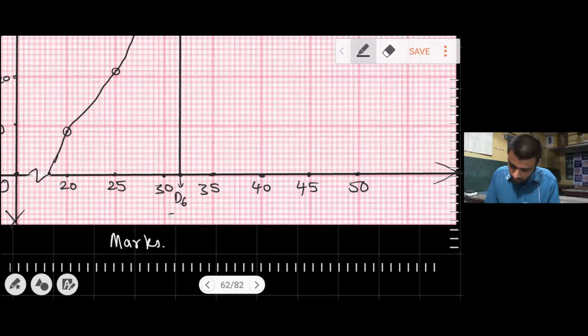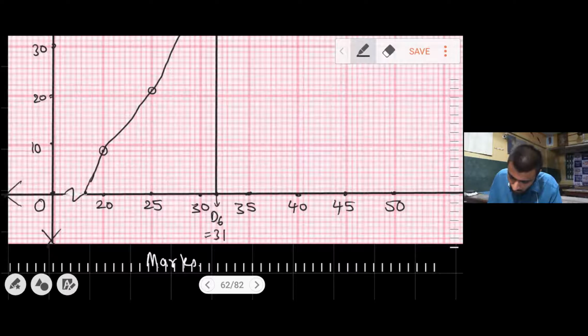So this is your answer of D6, which you now have to read off, because you are not calculating and you don't have a formula to apply. You just have to observe and tell where exactly we are on that x-axis. The point 30 and this is 35, in between we are, so I am getting 31.5.